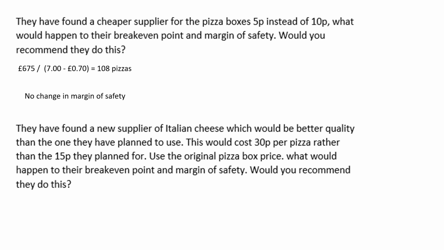We look at the bottom, they've found a new supplier of Italian cheese that will be better quality than the one they plan to use, but it's going to double the price of the cheese. So it's 30p per pizza rather than 15 they've planned for. We're going to go back to the original box price. We're going to see what happened to their break-even point and their margin of safety. So the figures are 675 divided by 7, it's now 90p a pizza. So our break-even point is 111 pizzas. That makes our margin of safety reduced to 39 pizzas.